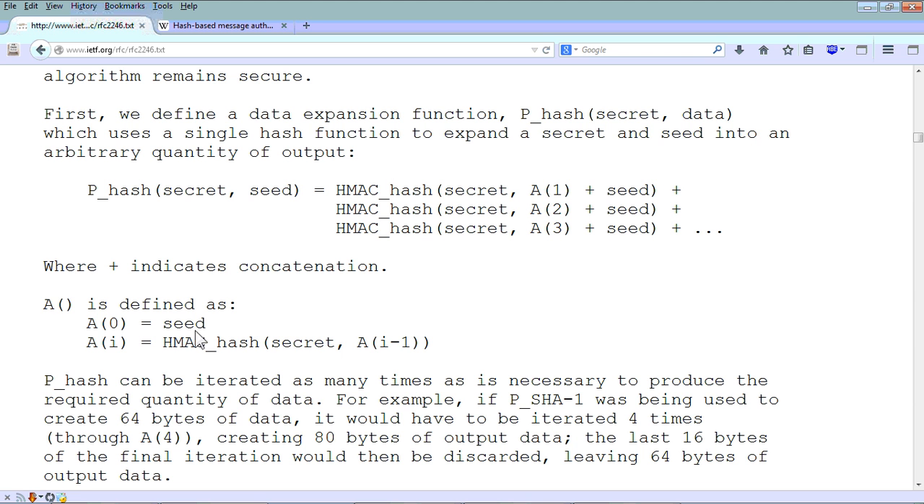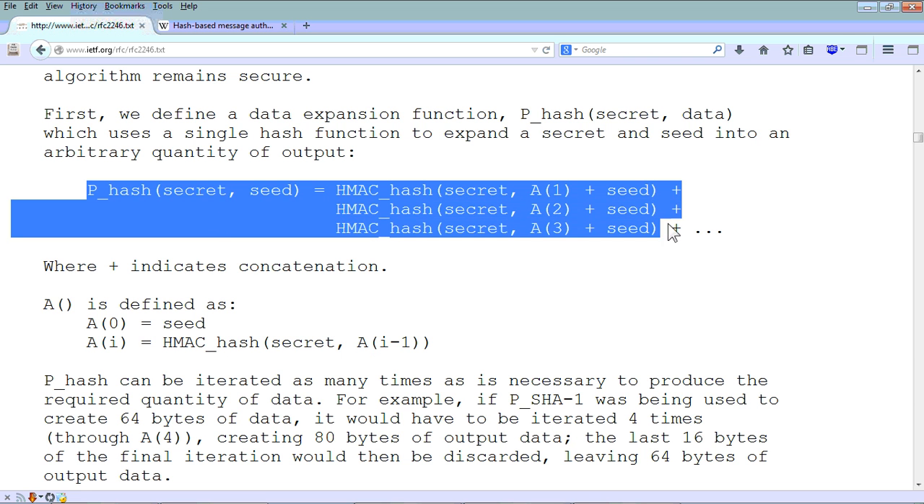And after that you calculate A1 by doing the HMAC with the same secret key, but the data now is A0. And for A2 you get A2 by doing HMAC of the given hash with the given secret on A1, and so on and so forth, as illustrated in this equation here. So that allows you to use any particular hash function to generate as much random data as you need, starting from a given seed and using a given secret HMAC key.